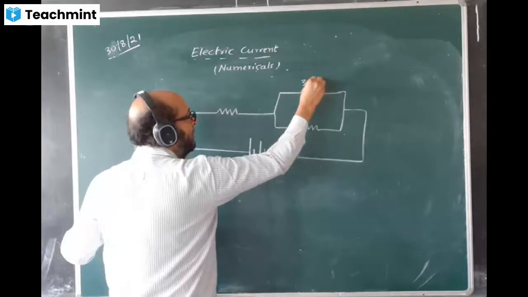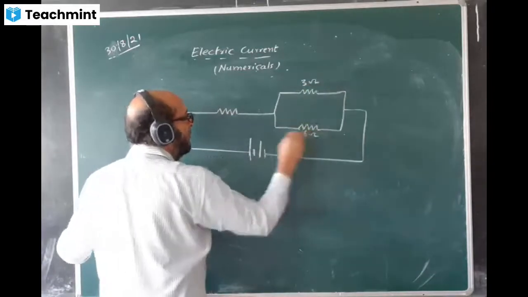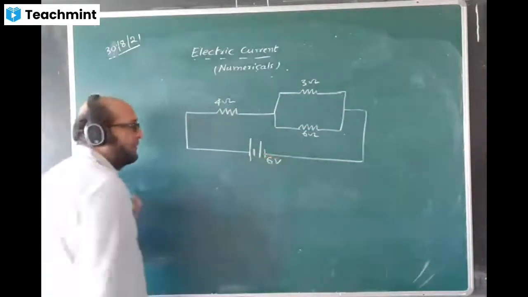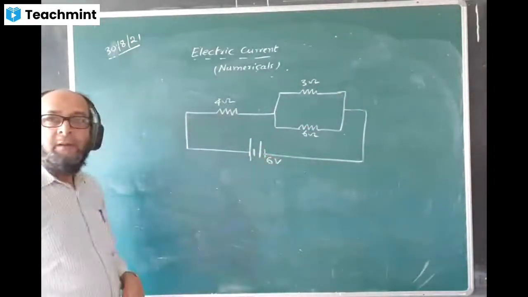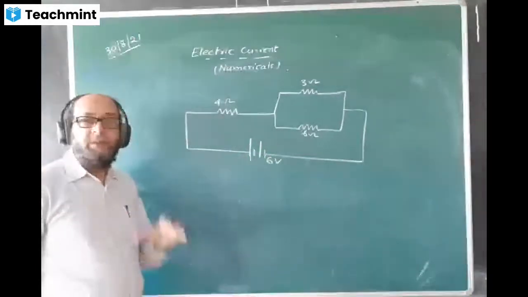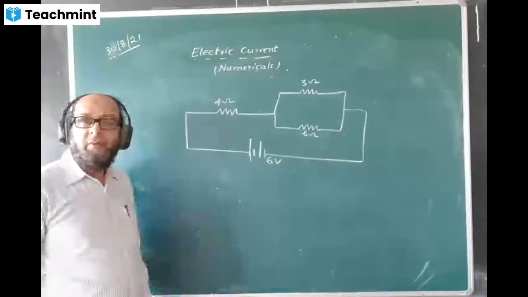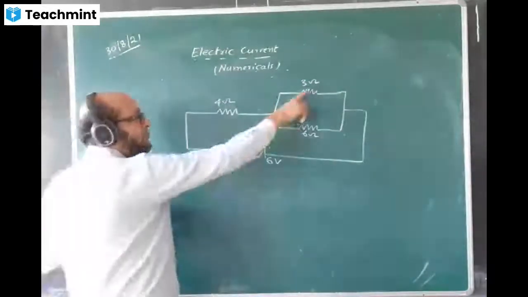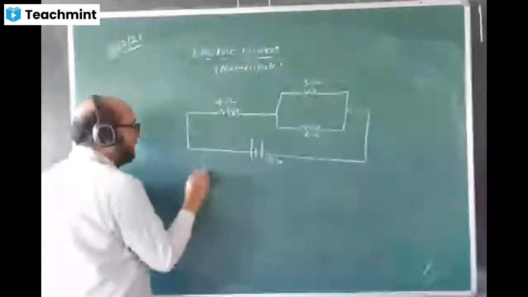This is 3 ohm, 6 ohm, 4 ohm, volt. You have to find the current drawn from this battery. How much is the current drawn? It says total resistance of the circuit. That means these two are in what? Parallel. Let us find the parallel value first.